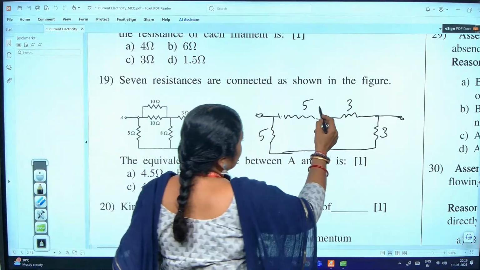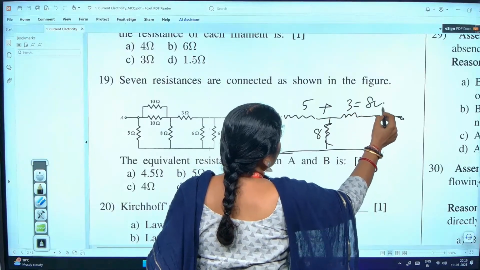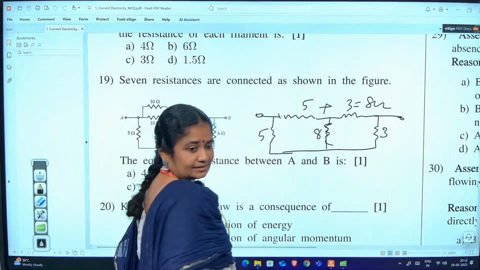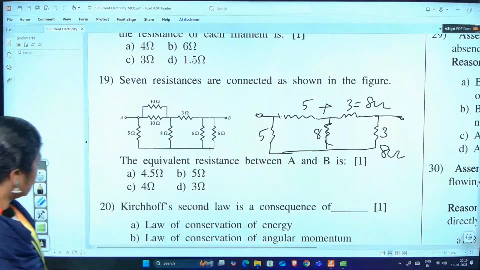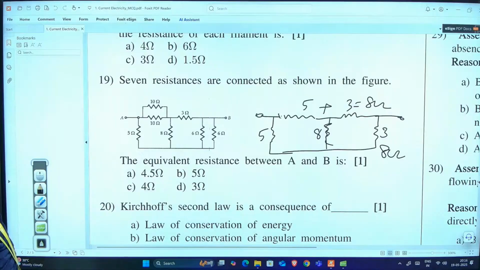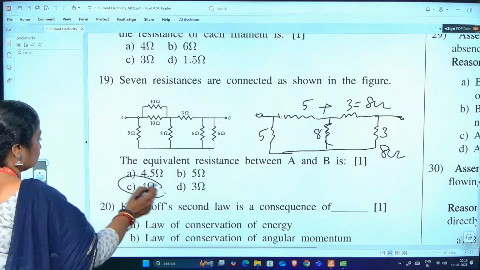So 5 plus 3, this is in series. Here you will have an 8 ohms. In the 5 and 3 series. Here also you will have another 8 ohms. These 8 and 8 are in parallel. 1 by 8 plus 1 by 8, 8 by 2, 4 ohms.